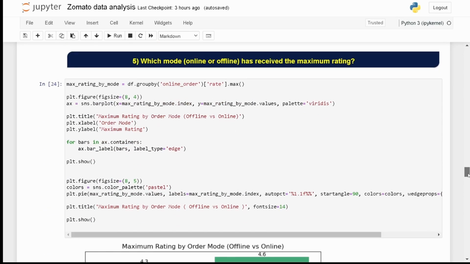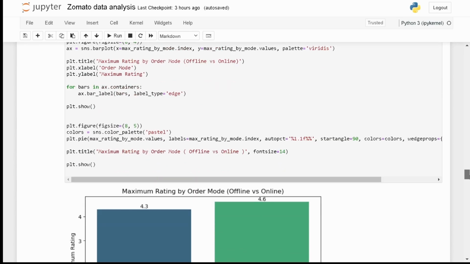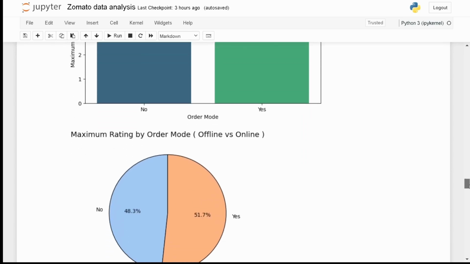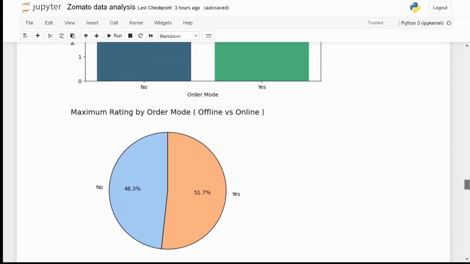Our next question is which mode, online or offline, has received the maximum rating? I have written this code to extract insight. You can see this bar graph, and you can see this pie chart. Online orders have received the highest rating of 4.6, at 51%, indicating strong customer preference and satisfaction when ordering online. Offline orders, while still well rated, have received a slightly lower maximum rating of 4.3, at more than 48%.